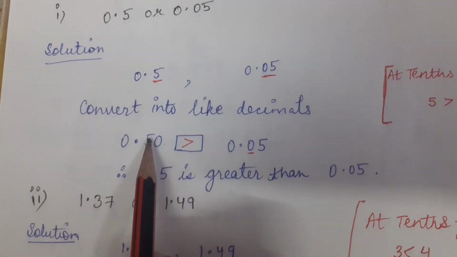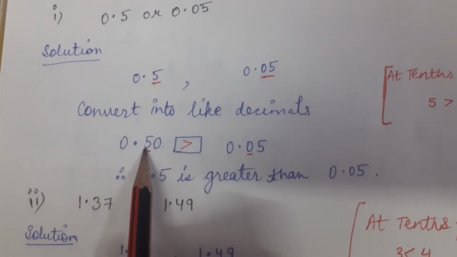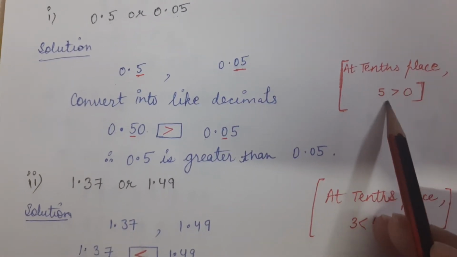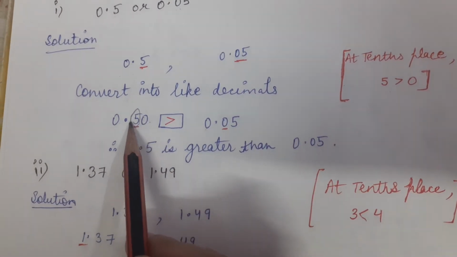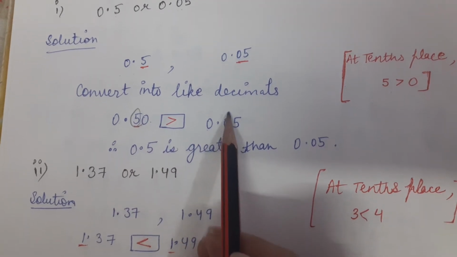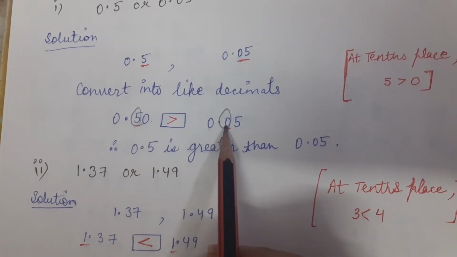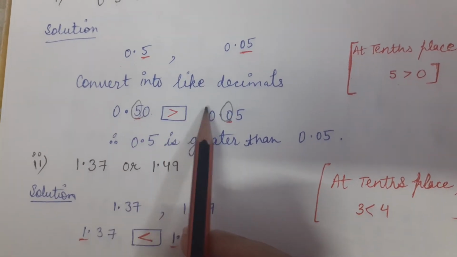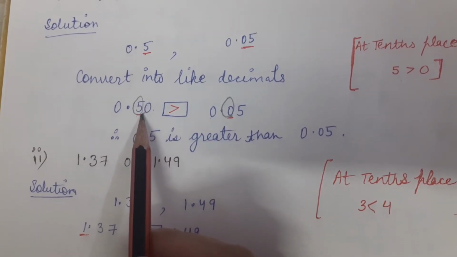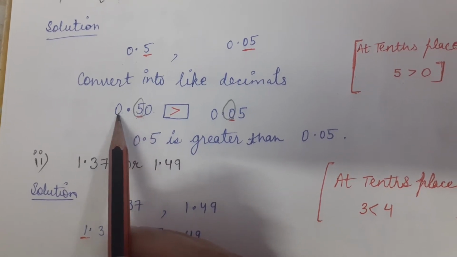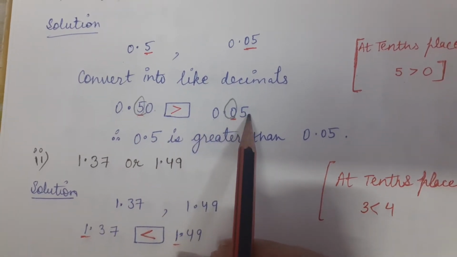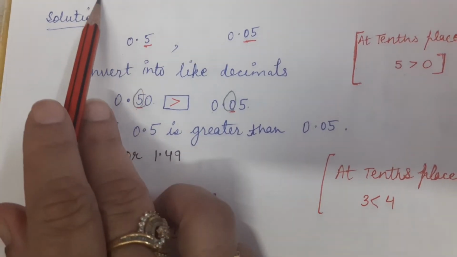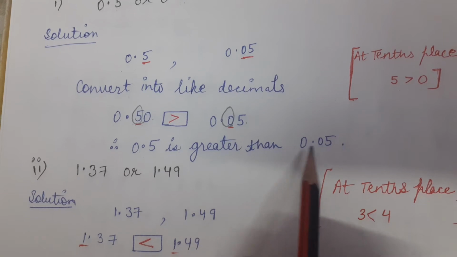So come to the next, the tenths place. Now I am writing here the tenths place. What is at the tenths place? 5 here, and what is at the tenths place here? 0. 5 is greater than 0. In this case 5 is greater than 0, so we need not go further. We stop and we can say 0.50 is greater than 0.05. So 0.5 is greater than 0.05.